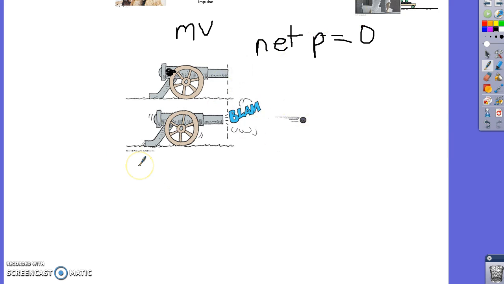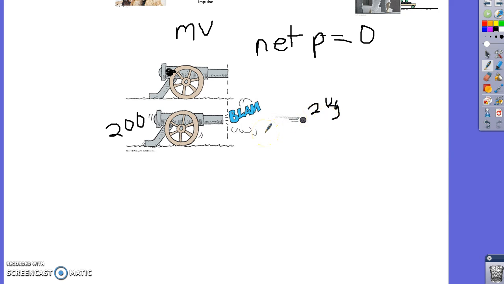Now, if we fire the cannon, we're still talking about the cannon and the cannonball, no other things hitting the cannon or anything else exerting a force on the cannonball. What would be the momentum now? Well, let's just say that the cannon has a mass of 200 kilograms, and let's just say that the cannonball has a mass of 2 kilograms.